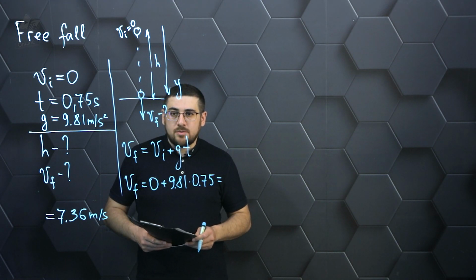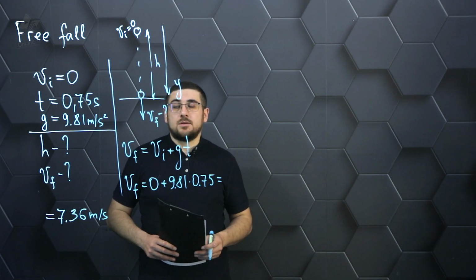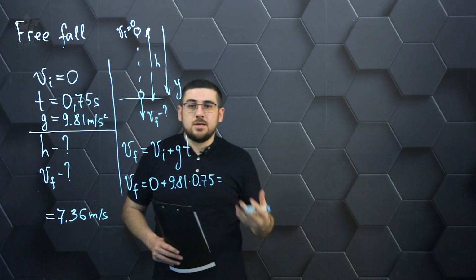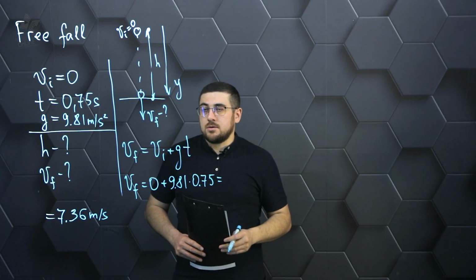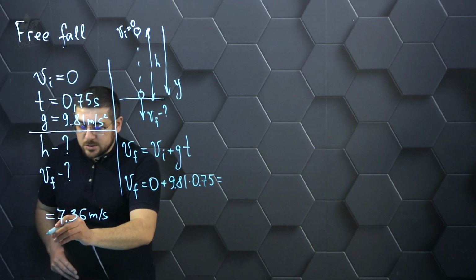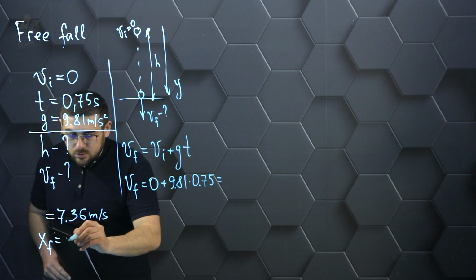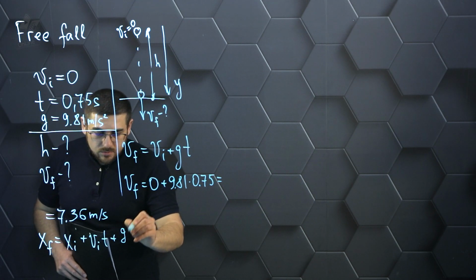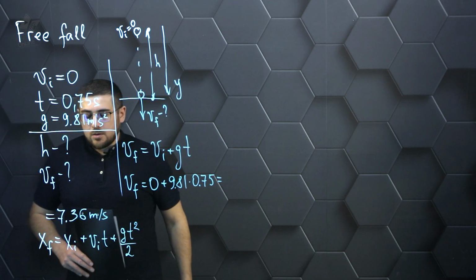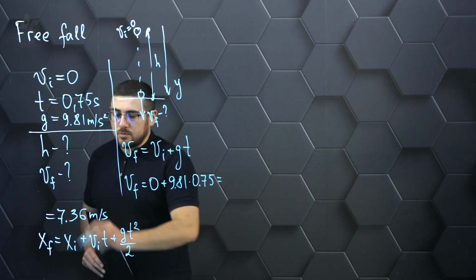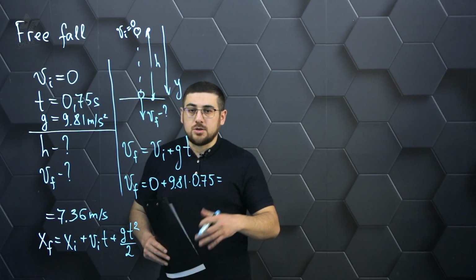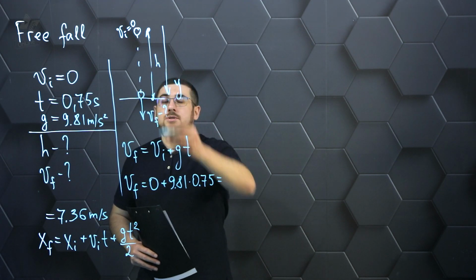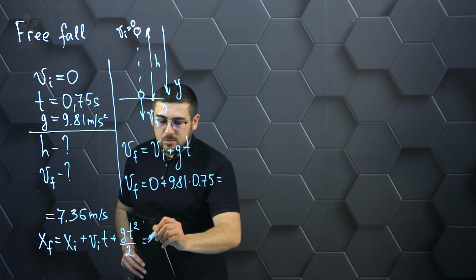Now let's talk about how to determine the height from which the body fell. If we look closely at the height, it's essentially the difference between the initial and final coordinates of the body. And this equation that we're talking about is also known for free fall. Let's write it down. If we move the initial coordinate to the left side, then there is exactly the difference between the final and initial coordinates. It is directly the displacement of the body, or the height from which the body fell. Therefore, this expression can be rewritten in this form.